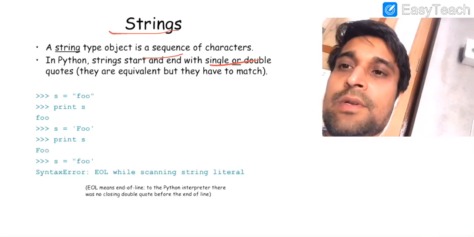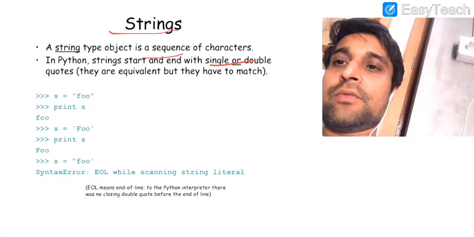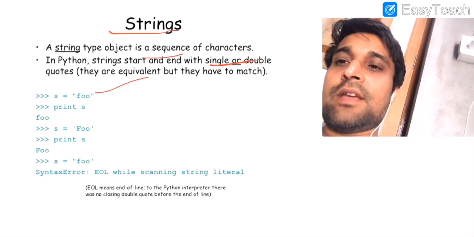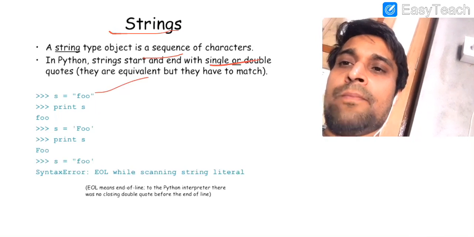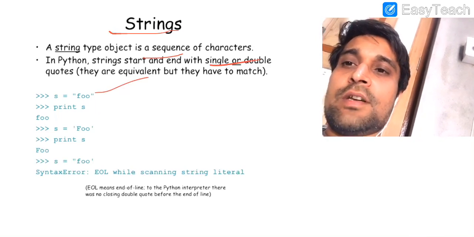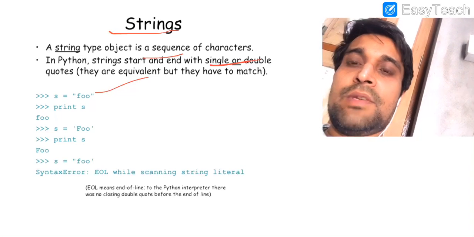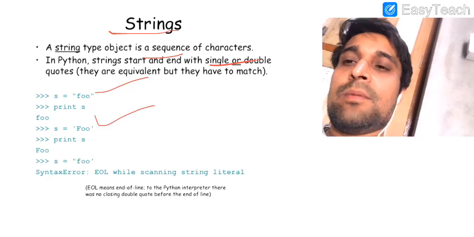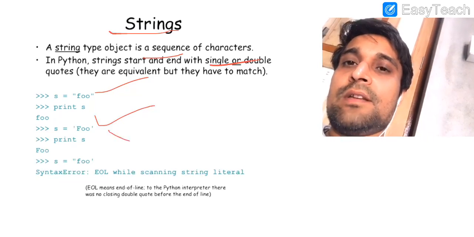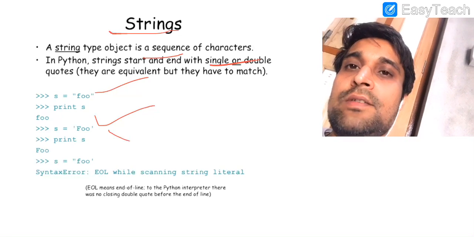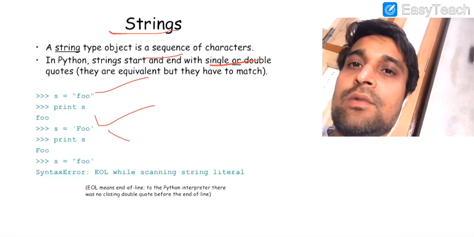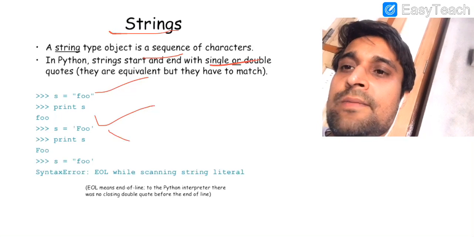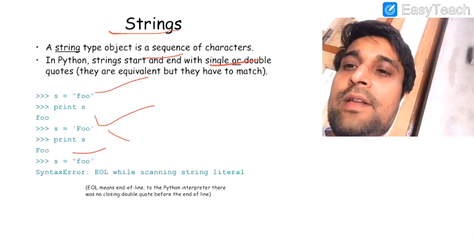Here in our example you can see we are creating a string. Name of the string object is s. It is having value foo. We are using double quotes at the start and double quotes at the end. It means it is syntactically correct. So when we print s, it will print foo. In our next example we are using s is equal to 'Foo', which is also correct as we are using a single quote at the start and a single quote at the end. We are getting the result foo when we print s.